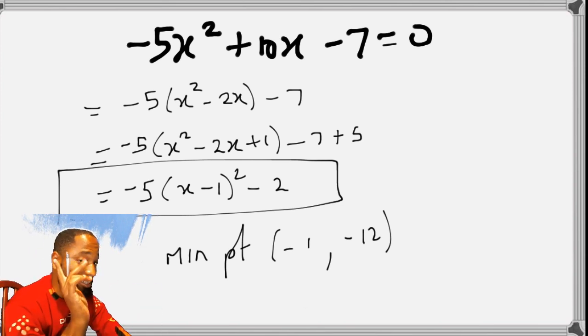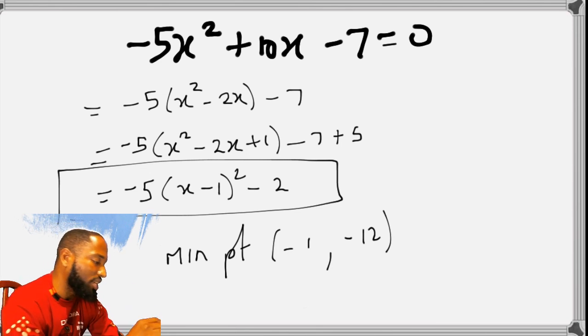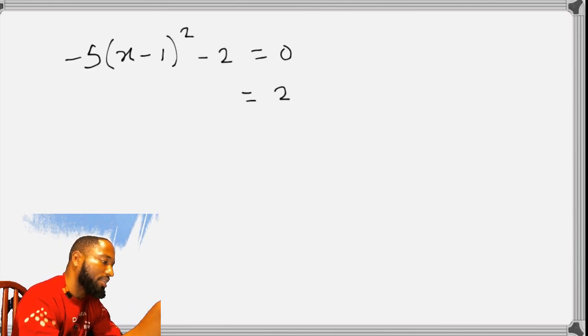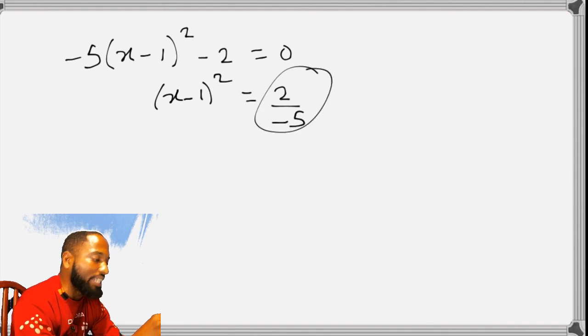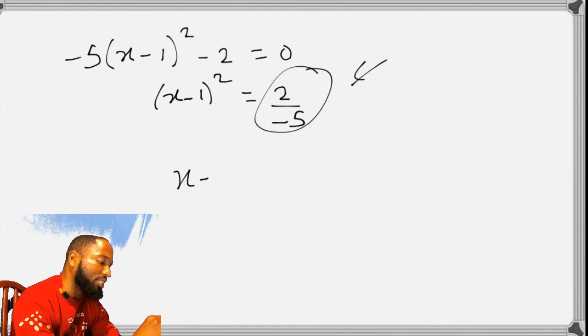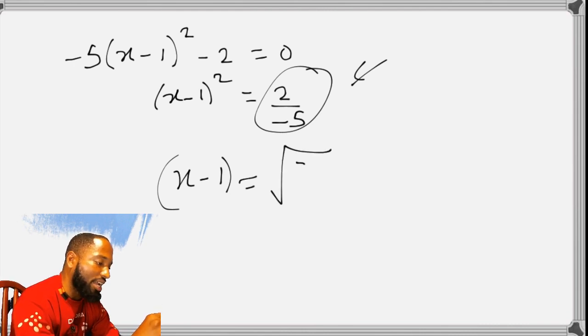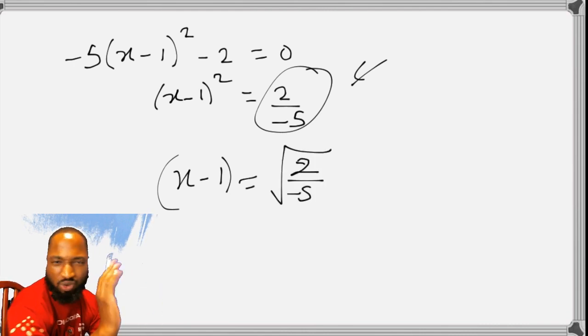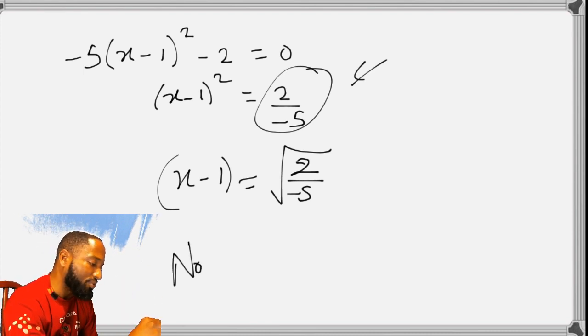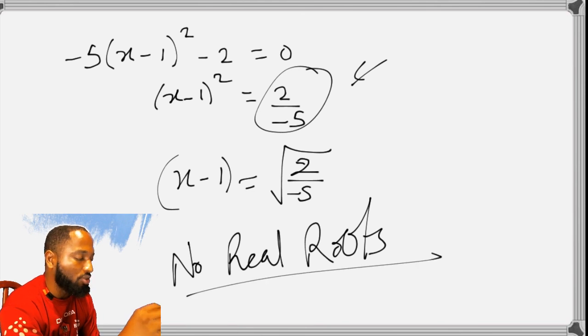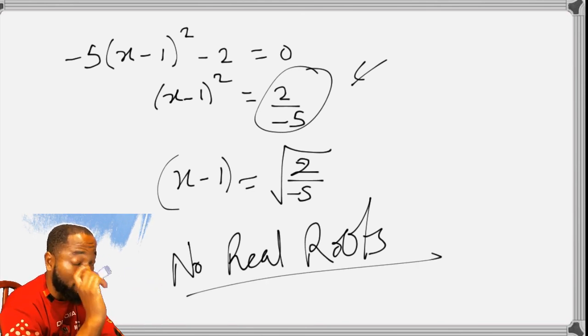Your point's correct in a way, but there's no roots because when I bring this across, it turns positive. At the end of the day, I'm going to end up dividing by negative 5. This is a negative number, so I'll end up finding the square root of a negative number. I'm going to get rid of the square. I can't find the square root of a negative number. So no real roots. This is important to find out, that there are no real roots.